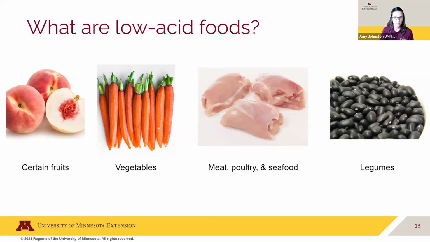Meat, poultry, and seafood, those are all low acid foods, and this includes eggs. And then legumes, so beans and lentils, those are low acid foods as well as soy and soy-based foods like tofu. So these foods must be canned in that pressure canner. In food manufacturing, the equipment would be called a retort machine instead of a pressure canner, but the principle is the same, and we'll get into that in a few minutes.